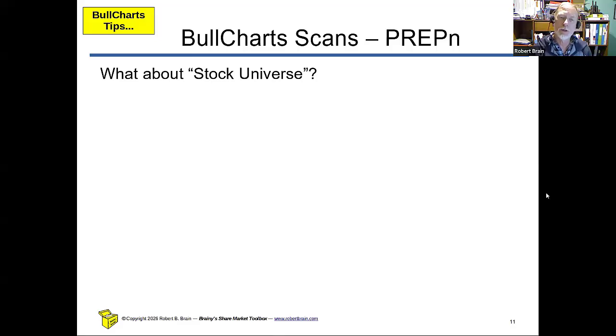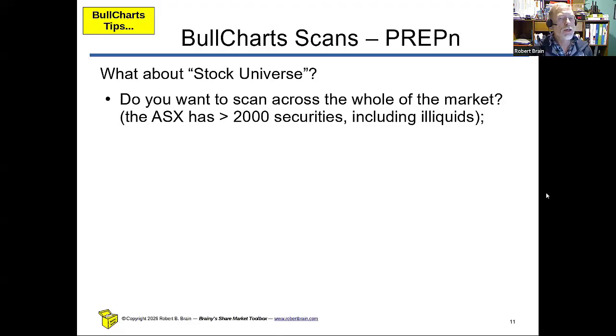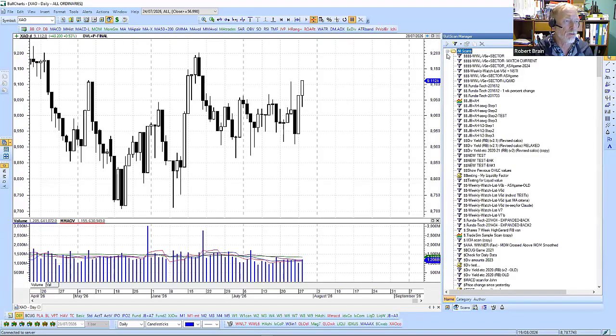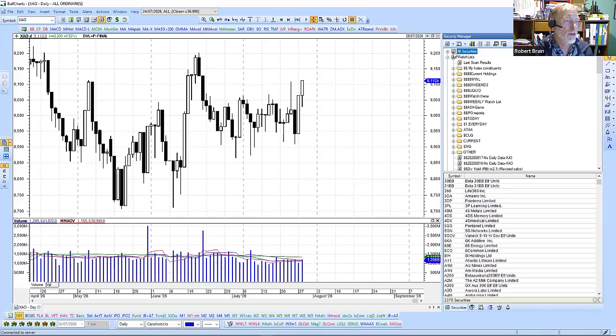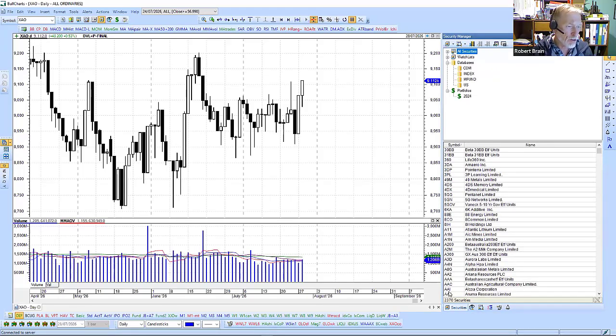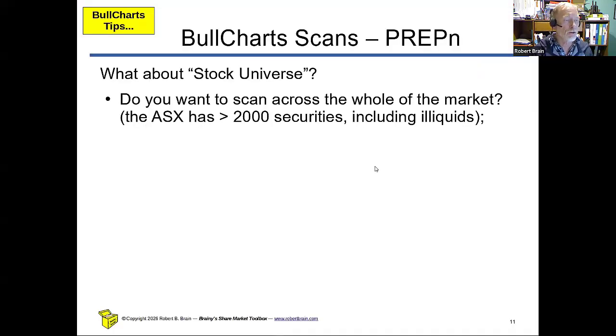What about your stock universe? Do you really want to scan across the whole of the market? Don't forget the ASX has more than 2,000 securities, including your liquid ones. Now, let's just go back to BullCharts for the moment and have a look at all securities. And we'll see that down the bottom here, in the bottom portion of this panel, there's currently 2,370 securities listed on the ASX. Now, some of those will be shares, some will be ETFs, some will be REITs. Do you want to scan across all of those sorts of things?